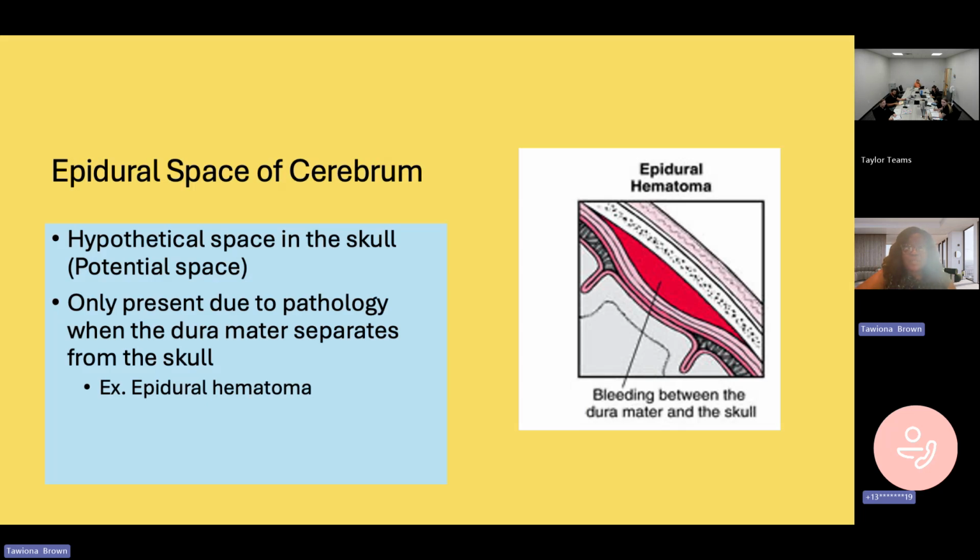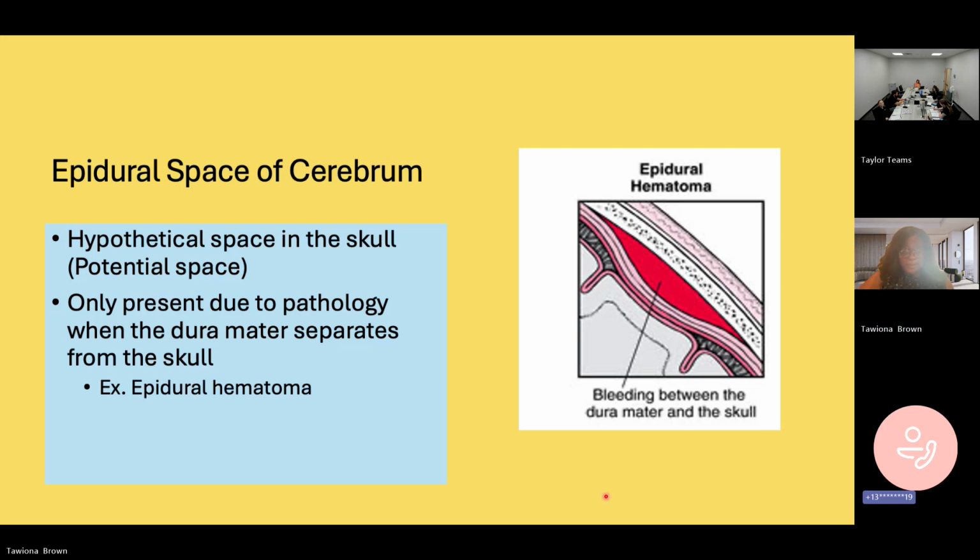So here is the epidural space. And that epidural space is a hypothetical space that doesn't come into true existence until there's a bleeding that occurs there or some type of trauma. So it's only present due to pathology, when the dura mater separates from the skull and you have bleeding there. And that's how you get the name epidural hematoma. Epi meaning above, above the dura, but below the skull. You guys get that? Understand that?